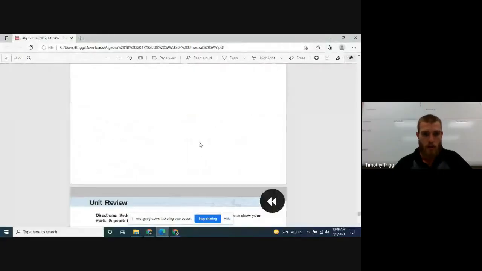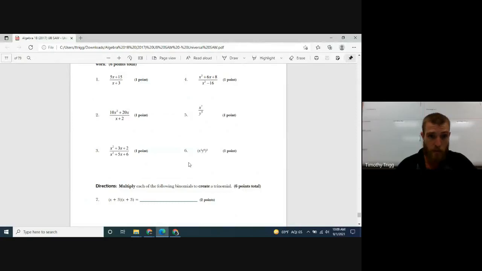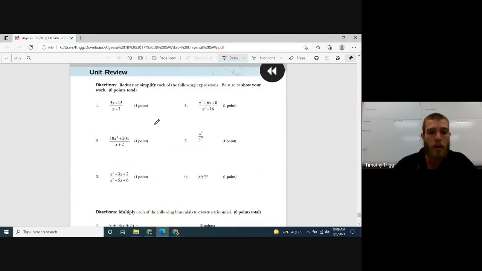Okay, so let's go ahead and get started. The review starts on page 65 of your packet. These first ones are saying, simplify each of the following expressions. Be sure to show your work. So when you're simplifying one of these fractions, what you want to do is factor the top, factor the bottom, and see what factors cancel.